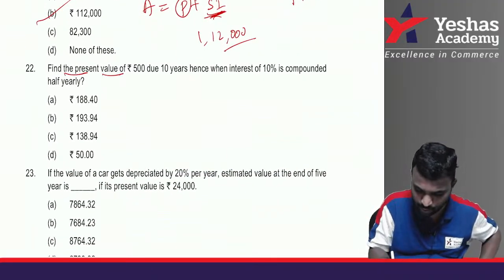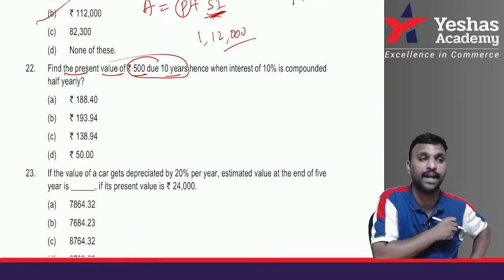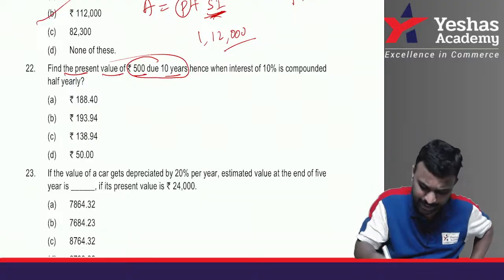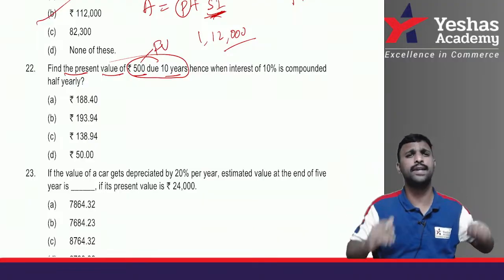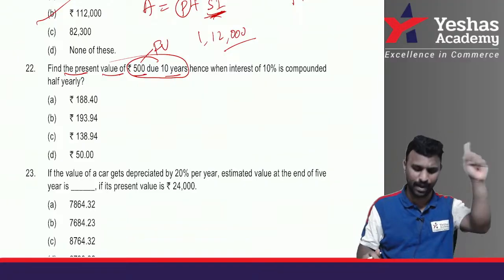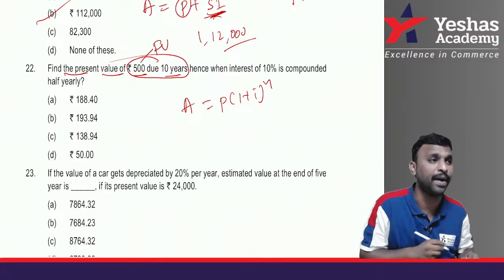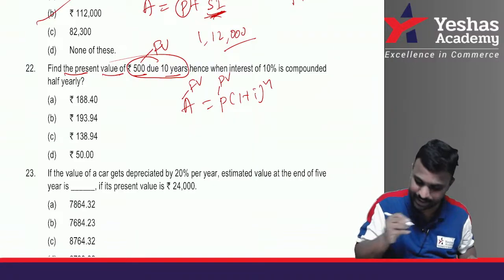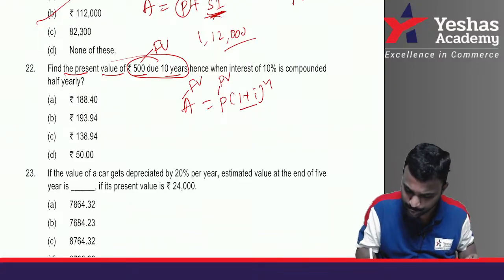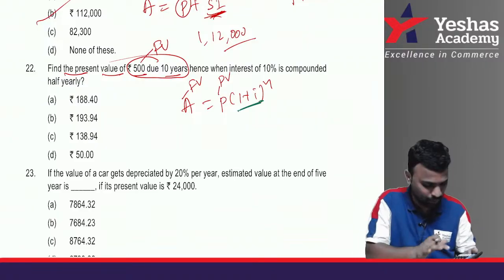Find the present value of rupees 500 due in 10 years. Guys, 500 due in 10 years means it's a future value. What we need to find out is the present value. What's the relationship between future value and present value? Appreciation formula: A is equal to P into (1 plus i) whole power n. A is the future value, P is the present value. So we need to find the present value; solve (1 plus i) whole power n first of all. What is 1 plus i, guys?